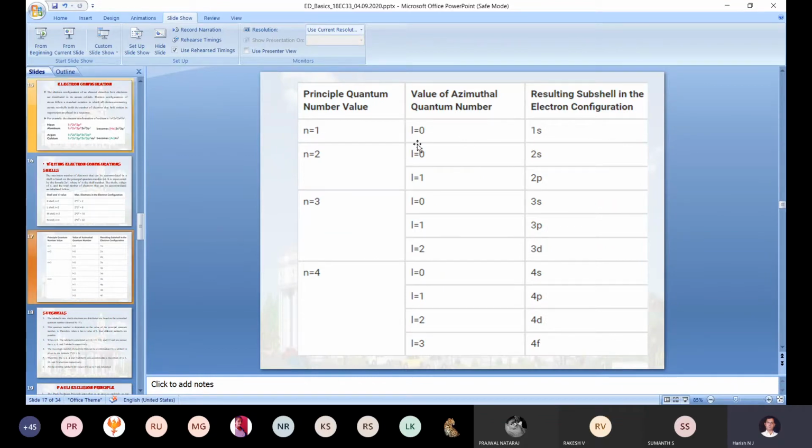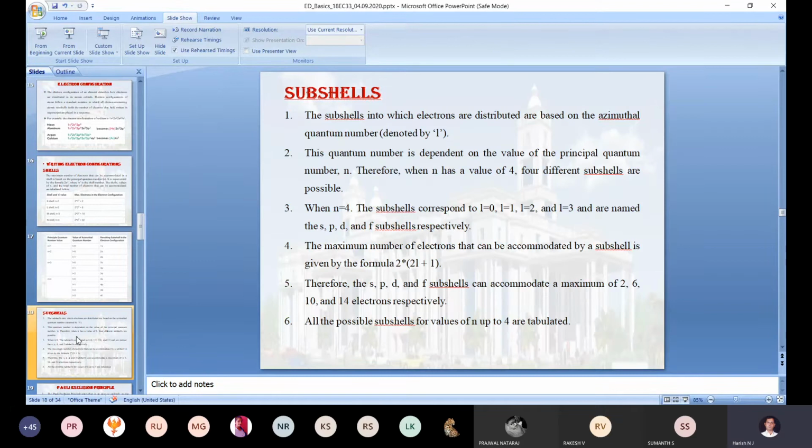When n is equal to 1, it consists of only one subshell, which we call S. When n is equal to 2, it consists of two subshells, S as well as P. When n is equal to 3, it consists of three subshells, S, P, D. When n is equal to 4, it consists of four subshells, S, P, D, F. Is it clear? The same information I have written in text form, once you go through that.